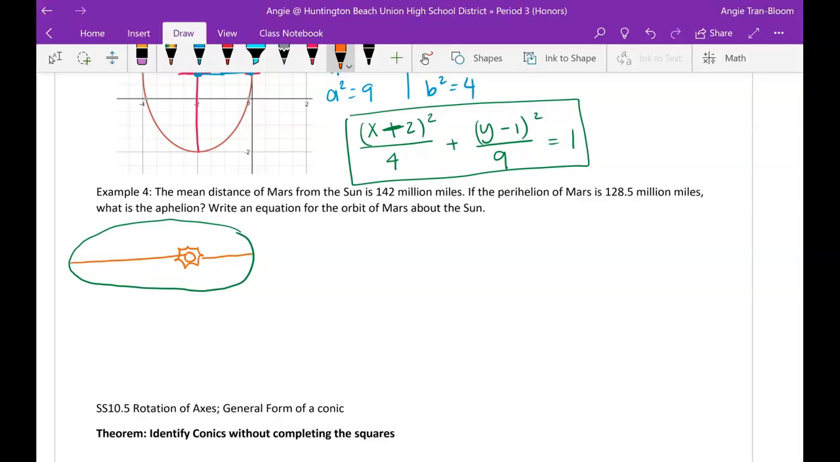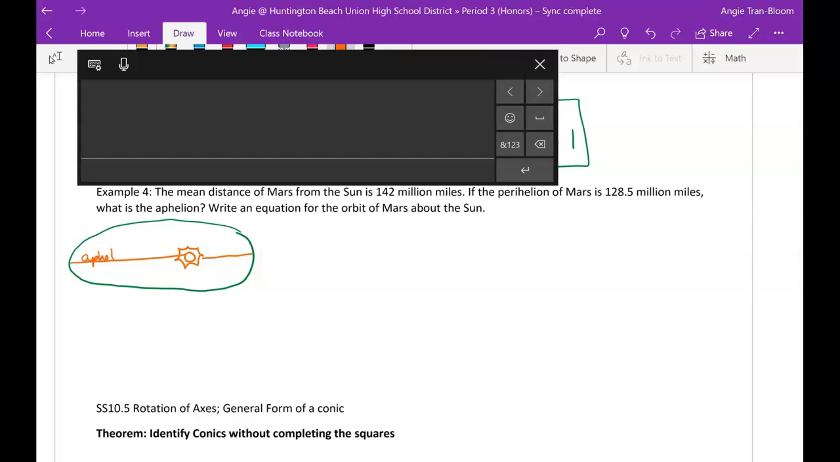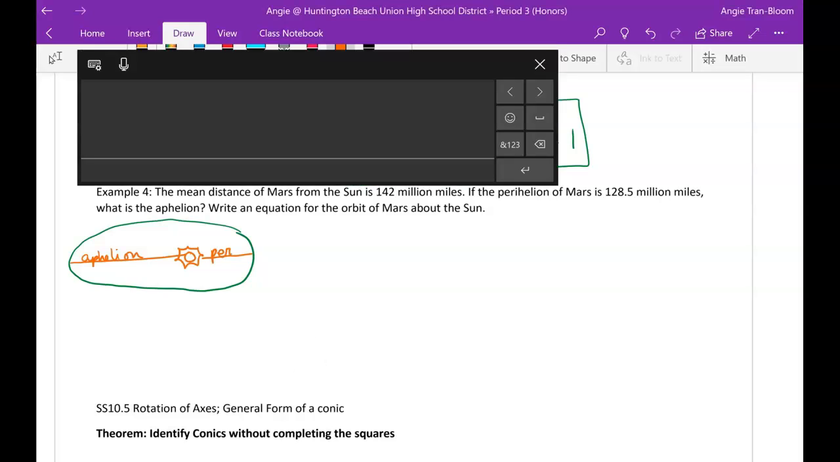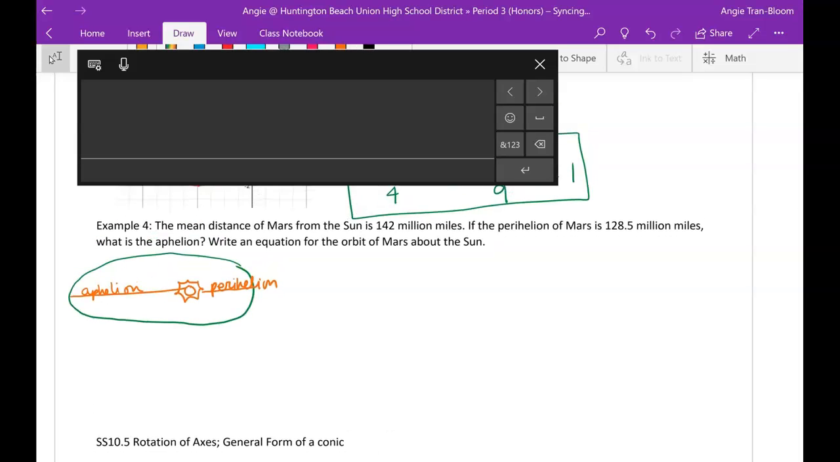Then we have to write an equation, and we want to know what the aphelion is. Based on our definition, aphelion is the longer distance from the sun. That means perihelion is the shorter distance from the sun. So this is where it is.